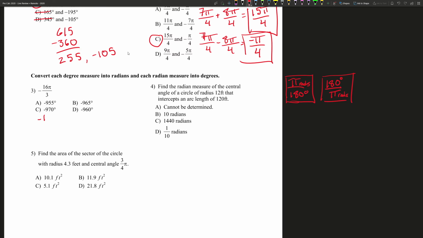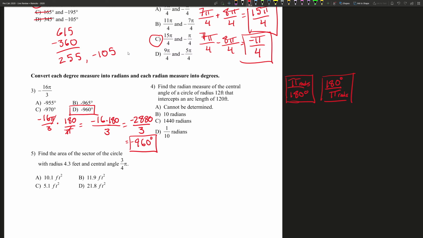So if we have negative 16 pi over 3, we need to multiply this by 180 over pi. These pi's cancel. Then we have negative 16 times 180 over 3. And then all we're really doing is simplifying. Negative 16 times 180 is equal to negative 2880. Divide that by 3, we get 960. So D is our answer.